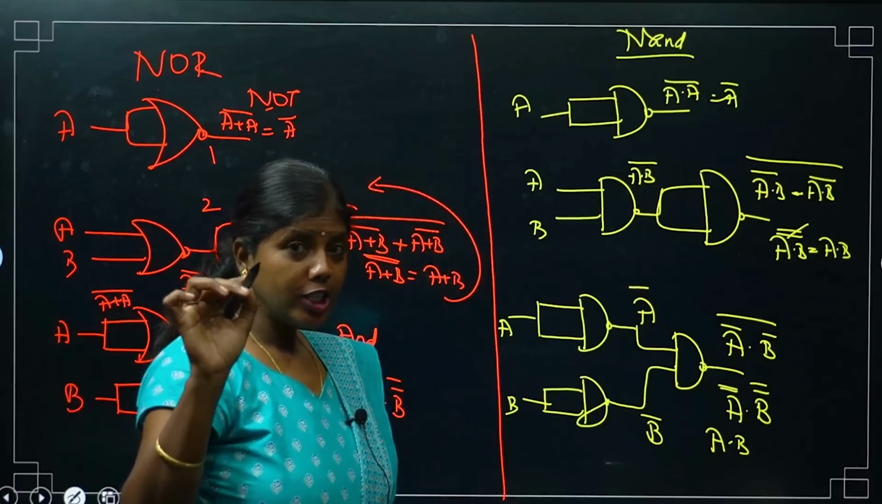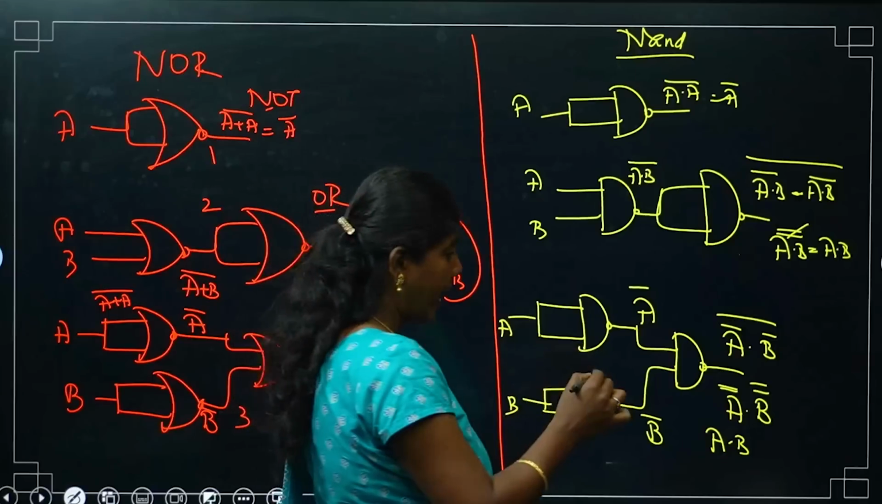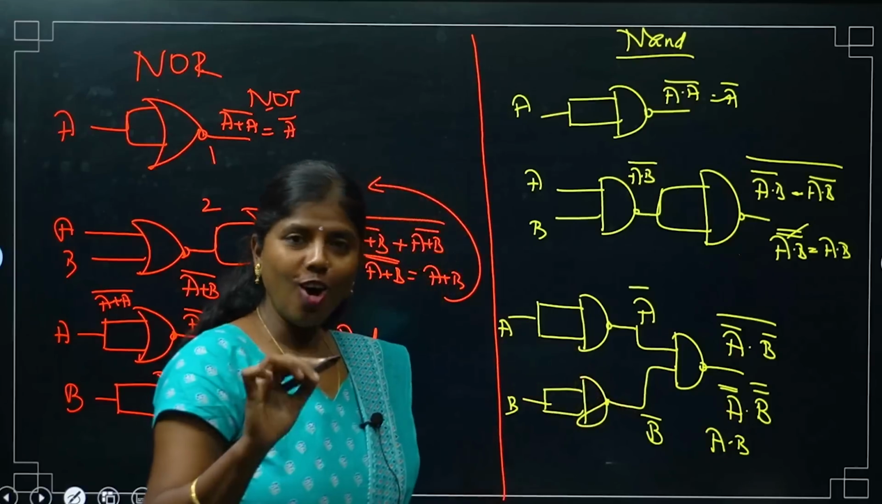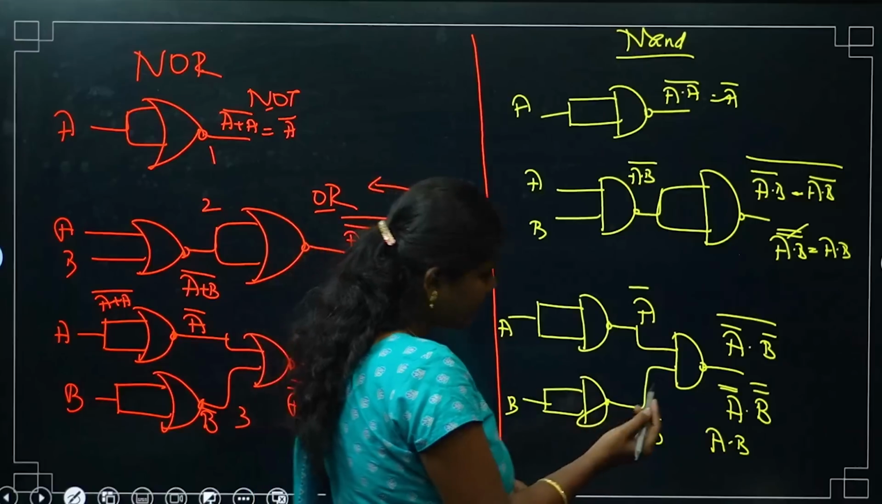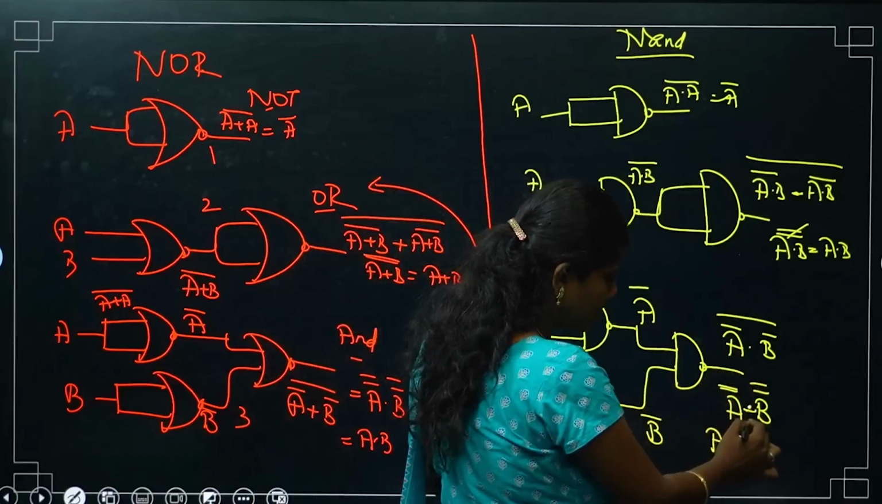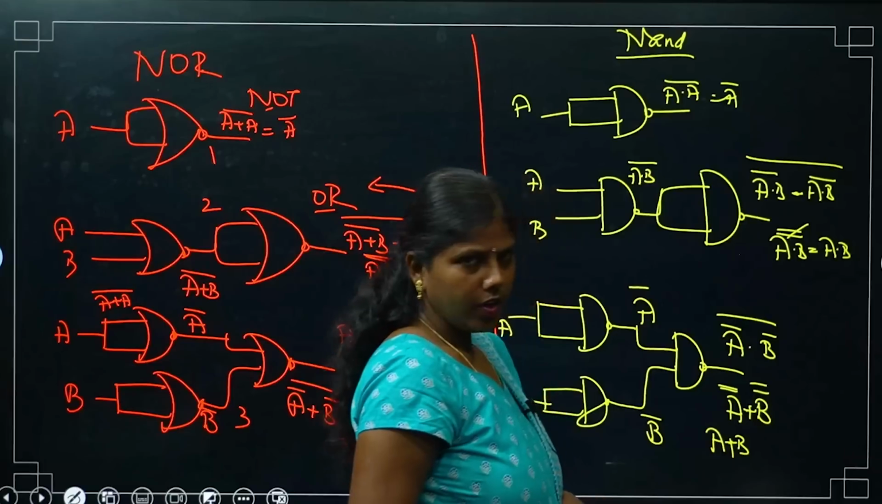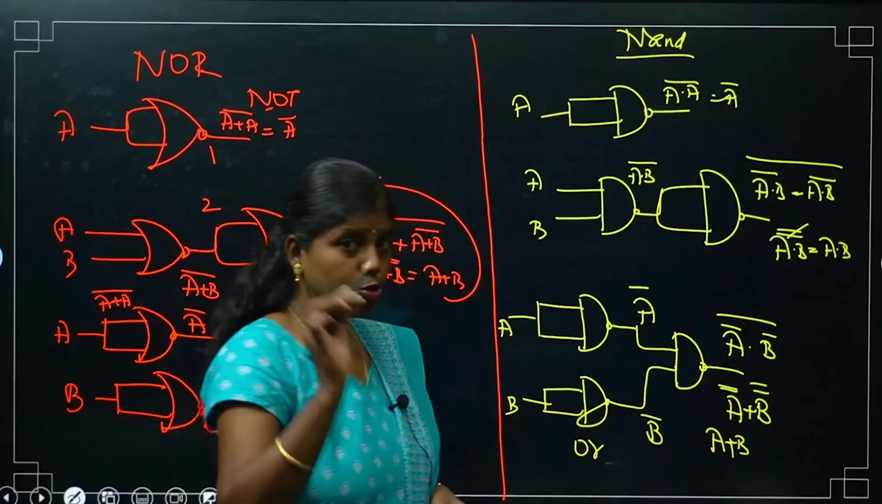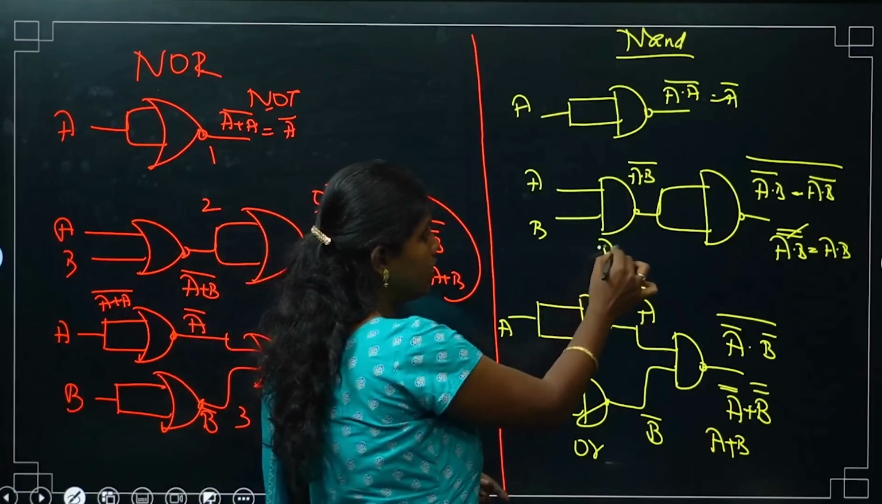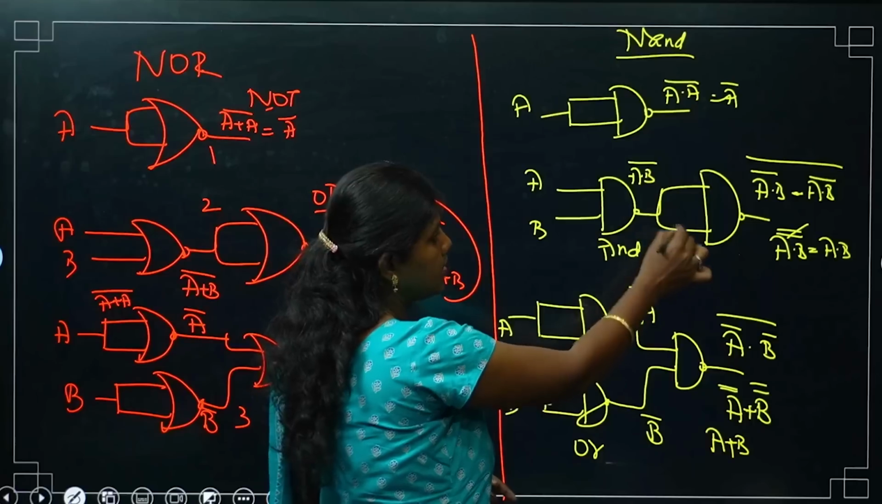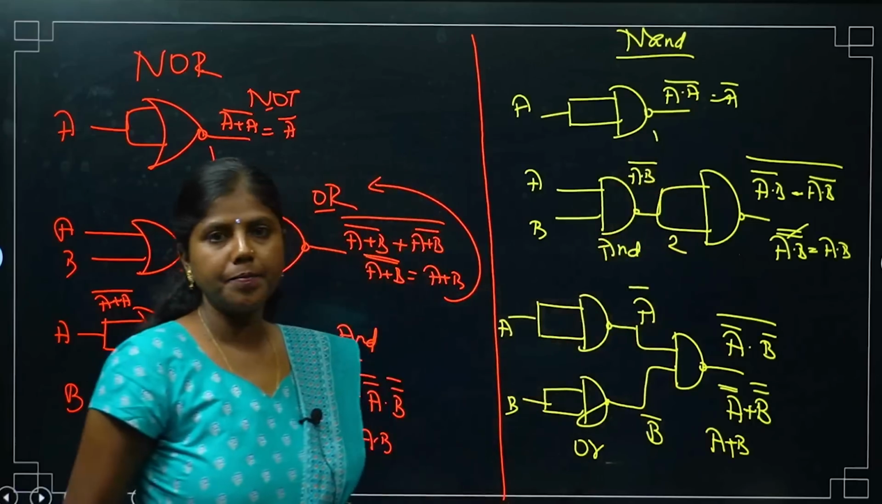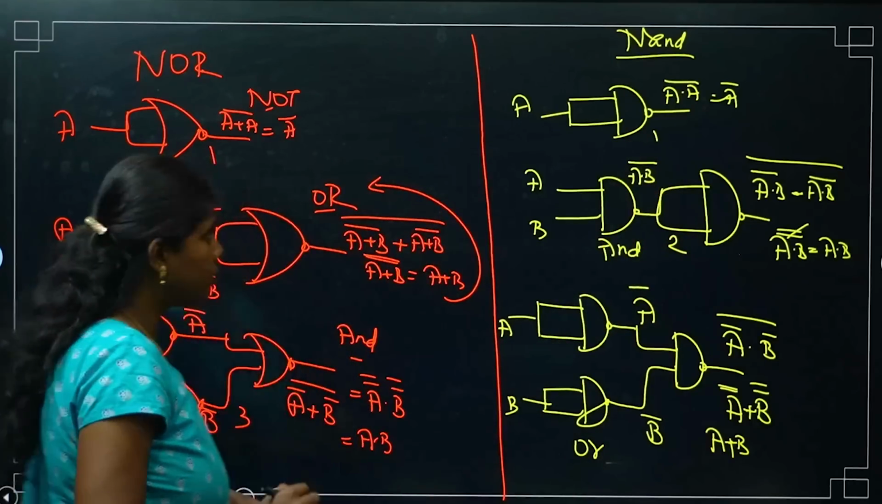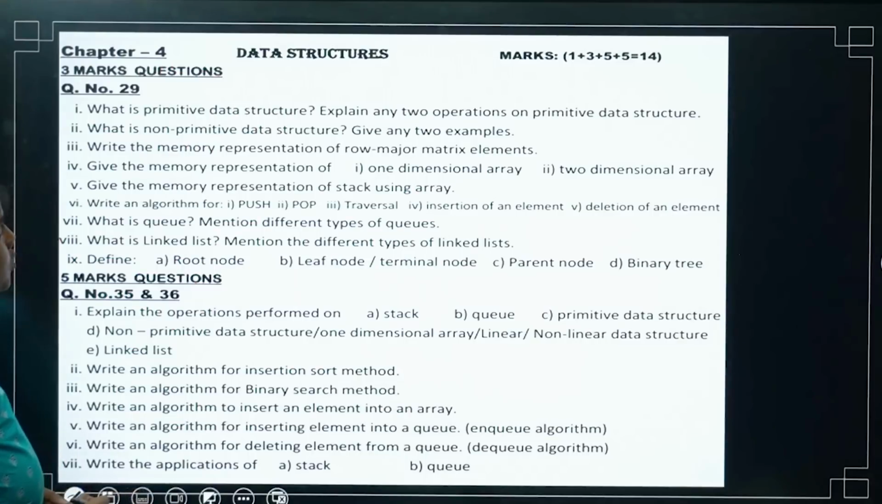I think I made a mistake. I did not change the sign, students. I have to change the sign. So it's going to be OR using NAND, 3 gates, and AND using NAND gate, 2 gates, and this is going to be 1 gate. Is the point clear? So we'll just go to the next chapter.